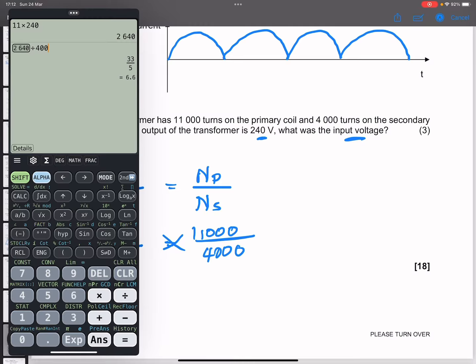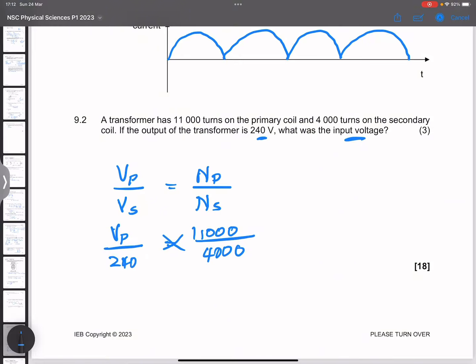So I get 6. No, actually I said 11. That's 11,000, times 240, divided by 4,000. Apologies about that. So my input should be 660 volts. And of course, this tells me that this is a step-down transformer, because if you look at my primary turns versus my secondary, I've got fewer turns on the secondary coil. And so that is a step-down transformer.